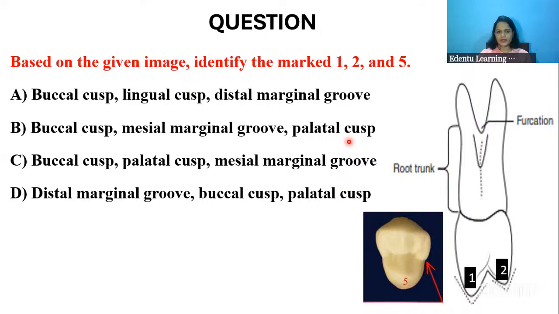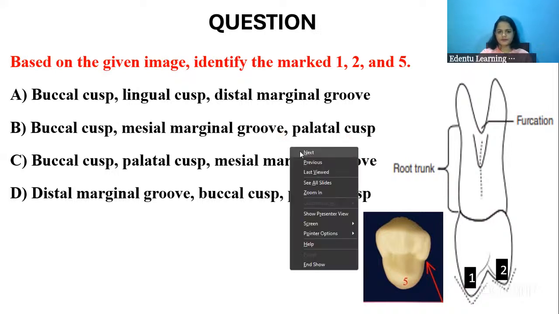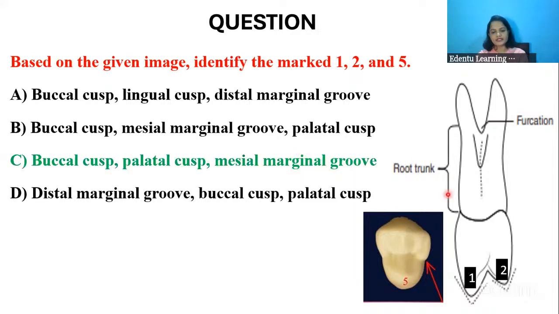Okay, so I'll tell you the answer. It's actually option C: buccal cusp, palatal cusp, and mesial marginal groove only. So this is the maxillary first premolar, two cusps, two roots. The buccal cusp will always be larger in the maxillary first premolar when compared to the lingual cusp. So this largest and longest cusp is the buccal cusp, and the smaller one is the palatal cusp or the lingual cusp.